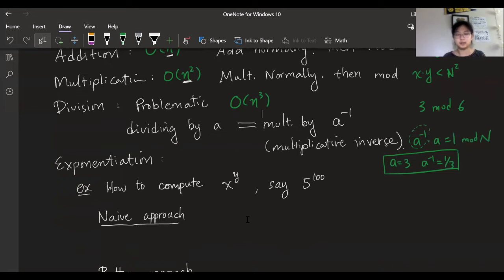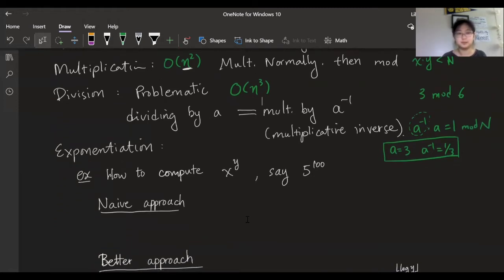So the naive approach to solving this problem is, okay, every time I multiply a new copy of x, I'll mod n. This way, after each mod n, I will get something that's smaller than n. To illustrate this, I take x and multiply by x, I get x squared, multiply by x again, x cubed. This is literally unpacking the definition of an exponential. And you get all the way up to x to the y. At each step, we're going to mod by n.